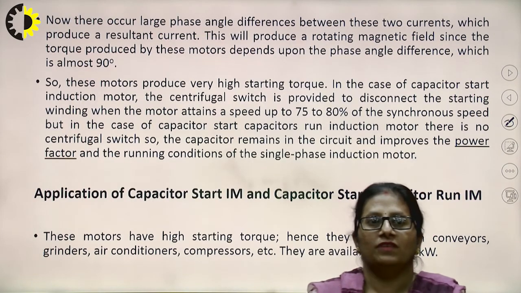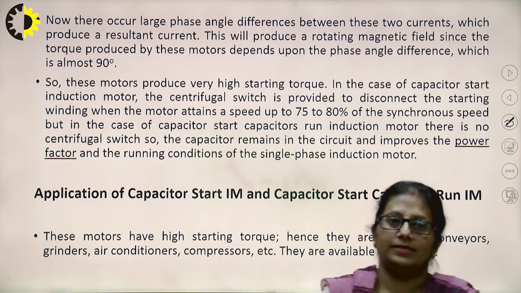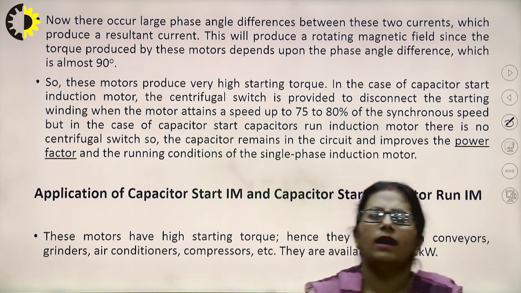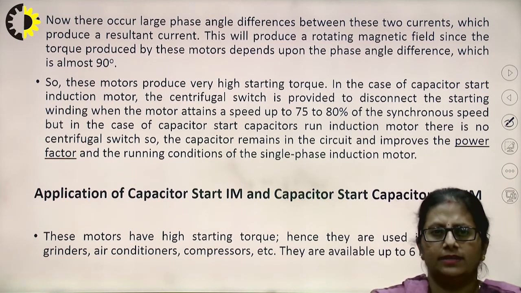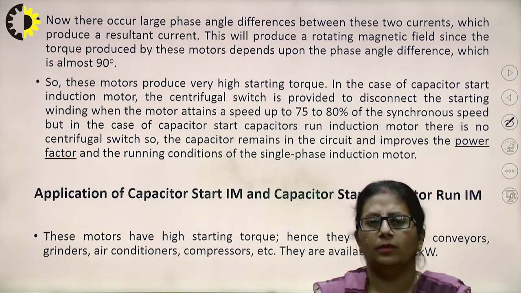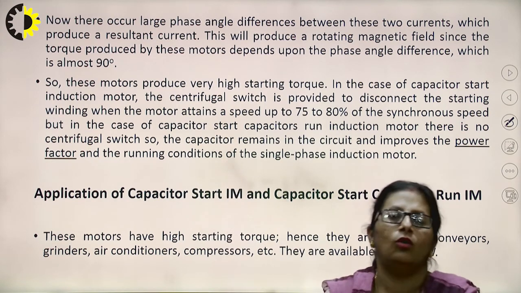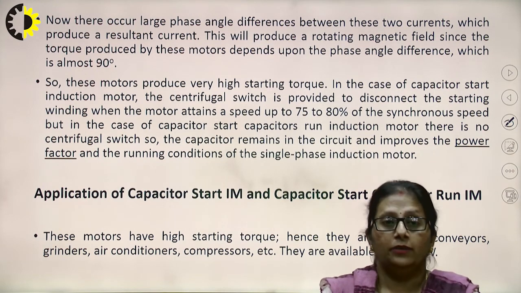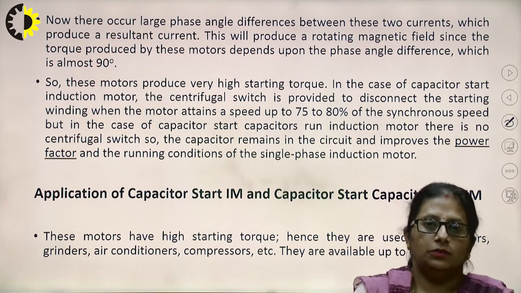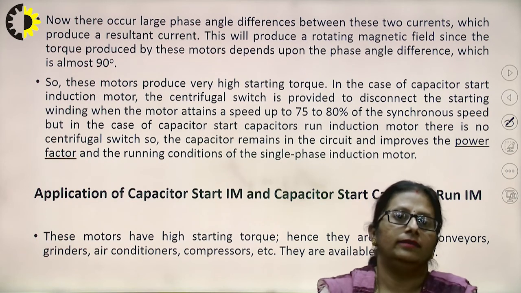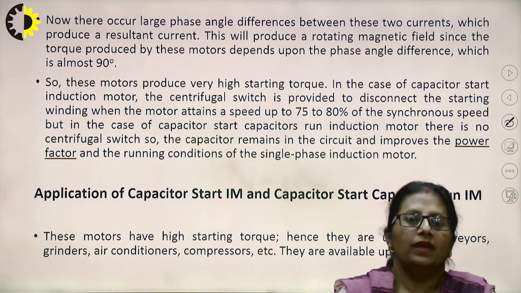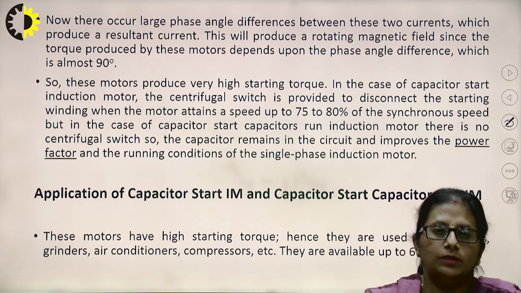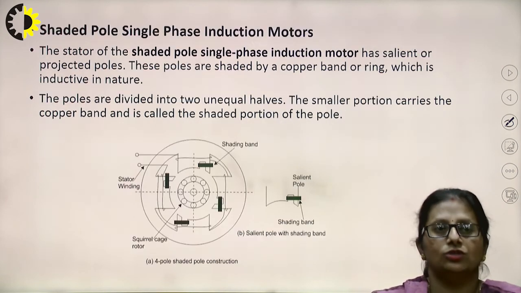Now, the applications of this capacitor start induction motor: these motors have very high starting torque, and that used to be near about 300 to 400% of the rated torque, their operating torque. Hence, they are used in elevators, grinders, air conditioners, and compressors. They are available up to 6 kilowatts of the range.